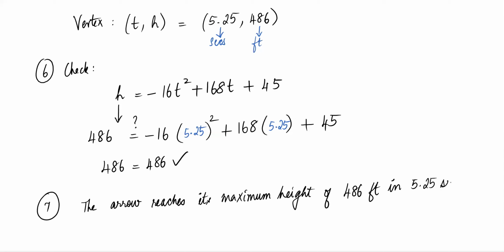5.25 seconds. Or you could say at 5.25 seconds, I'd say at, because it's instantaneous, right? The arrow is moving at every second. So we can say it reaches this particular height exactly at 5.25 seconds. Right after that, it begins its descent. So we got the maximum height. So this is your y, or rather in this case, your h. And this is your x, or in this case, t.